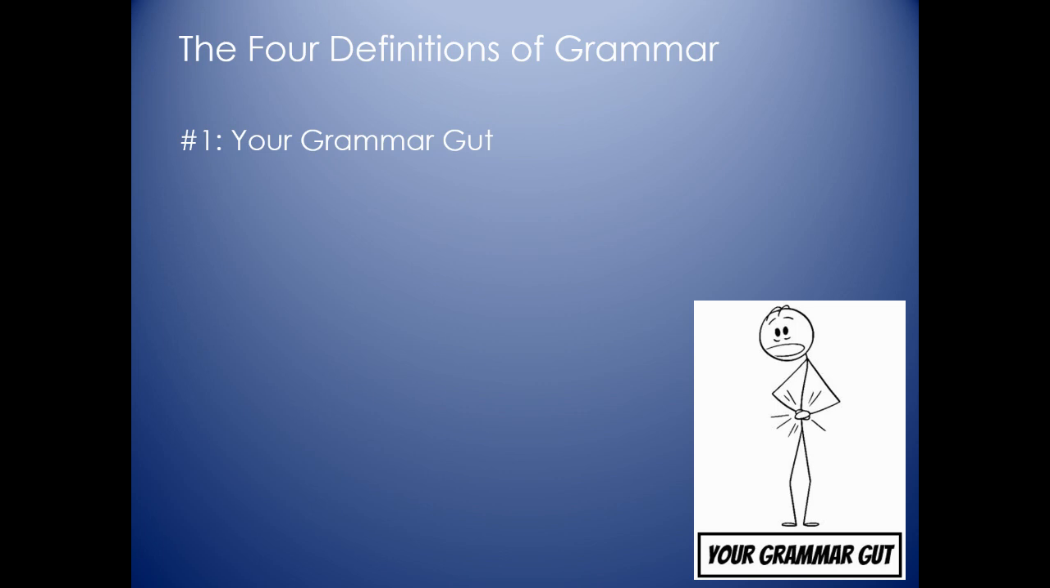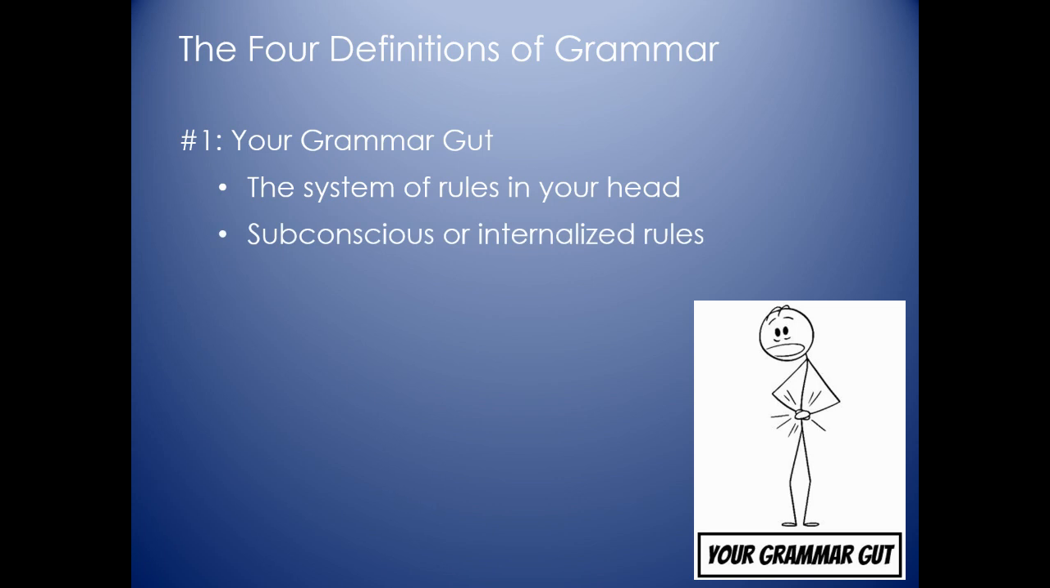The first one's going to be what we call your grammar gut. Your grammar gut is a system of rules that are already in your head. They're in your head because most of us speak English all the time. It's the language we grew up learning. We were surrounded by it as children. We watched it on TV. We heard it on the radio. Our parents spoke it. It was just a part of our culture. So we learned a lot of grammar just by being around people who spoke English. We read English, all that. So these become subconscious, internalized rules.